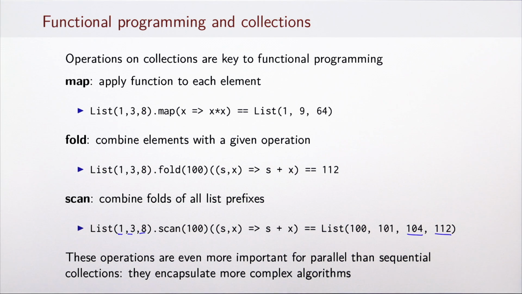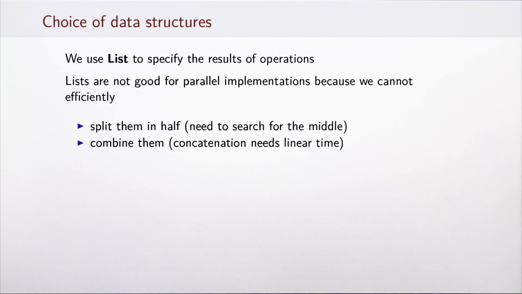So these operations exist in the sequential case already, but they become even more important in case of parallel operations, because in that case implementing them from scratch is more difficult, so there is even more value in reusing such implementations from the library. We have been using lists to specify the intended result of these operations, but in fact lists themselves are not a very good implementation of parallel collections because we cannot efficiently split them in half, since we would need to find the position of the middle of the list. And it is also not efficient to combine them because concatenation takes linear time.